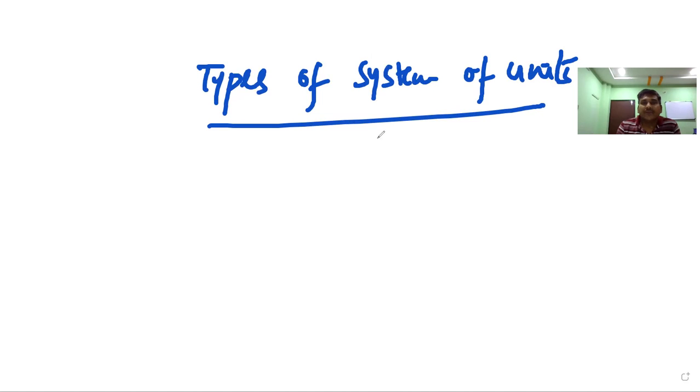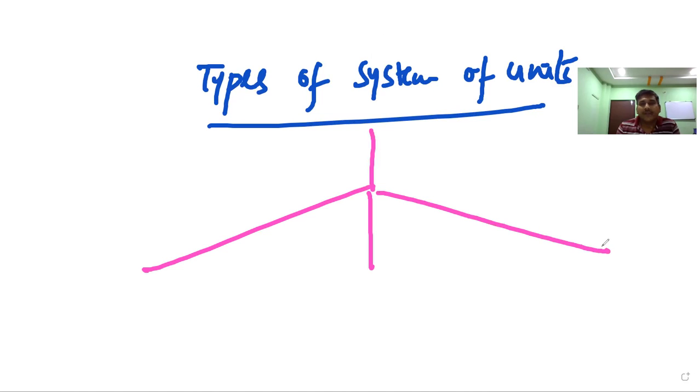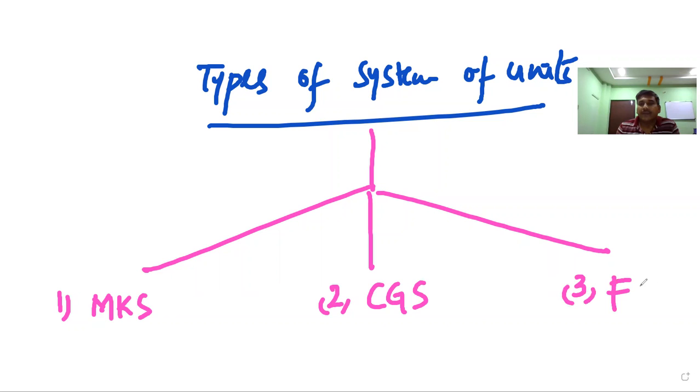All the system of units are converted into the three types. First one is MKS system. Second one is CGS system. Third one is FPS system. FPS system is also known as British system. Clear? Now, let us see one by one.